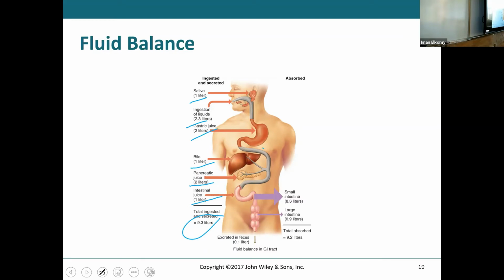What do we take back into our bloodstream? We will take from the small intestine absorption of about 8 liters and about 1 liter from the large intestine, giving you a total of 9 liters. I didn't put this up here because I want you to memorize the numbers.